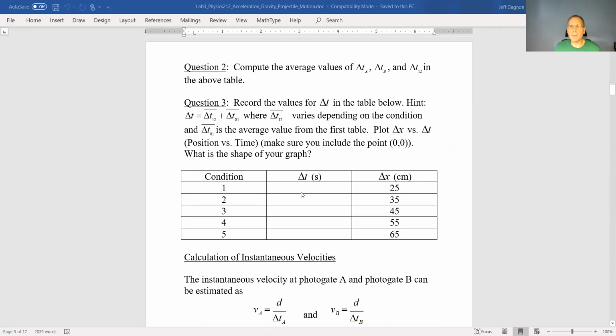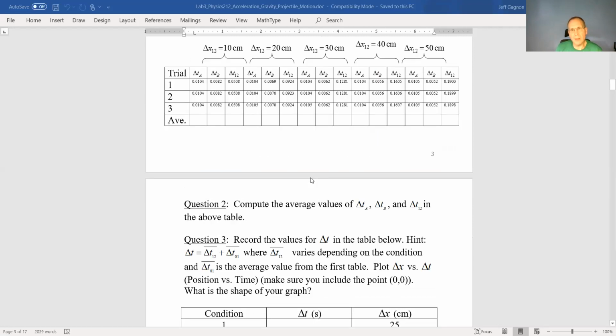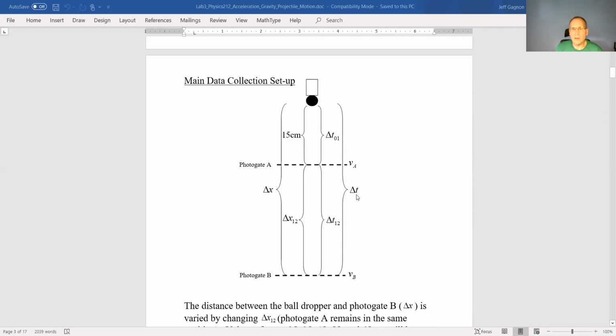Okay, question 3. Now, we're going to do a plot. So using Pasco Capstone, we're going to plot position versus time. But the time that we want here is the total time from the ball dropper to the second photogate, to photogate B. So if you look back at the picture here, delta T, the total time, is from the ball dropper all the way to the second photogate. So how do I compute that? Well, I need to know the time that the ball took to fall the first 15 centimeters. That's delta T01. And we have that, right?